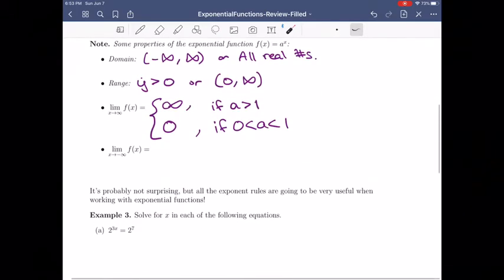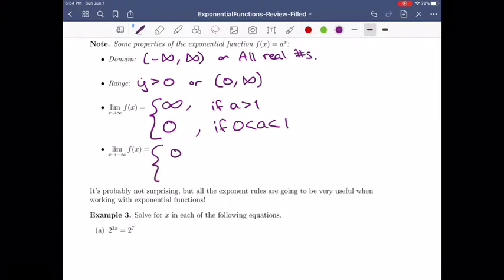If we go to negative infinity, this just flips. So we get 0 if a is bigger than 1, and infinity if a is between 0 and 1.